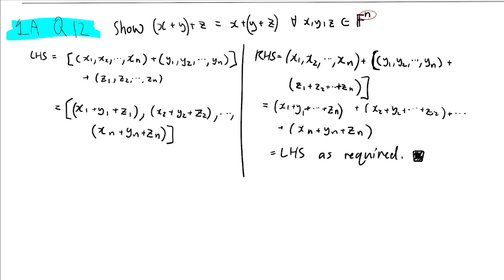Oh no, that's not a mistake, okay. Plus x2, y2, z2, all the way to xn, yn, zn is a single n-tuple, not a sum. That's my mistake. Don't get confused by that. That is a vector, okay?